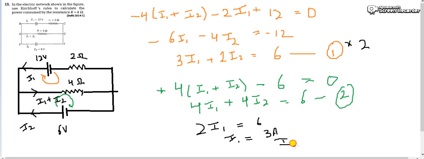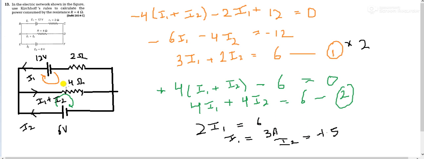So I2 is equal to minus 1.5, that is in minus. Now I1 plus I2, that is 3 minus 1.5, would be 1.5 only. So the current flowing through the 4 ohm is 1.5 ampere.